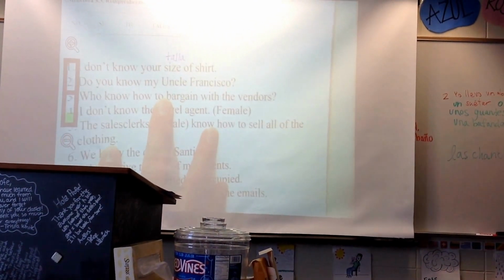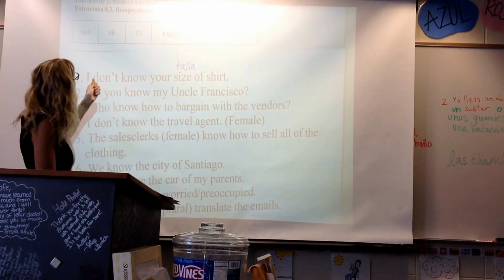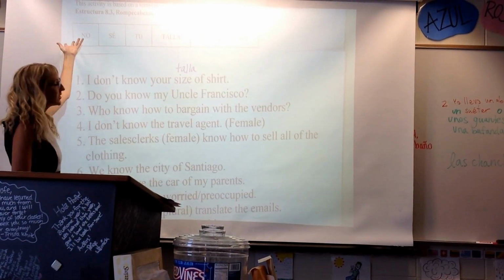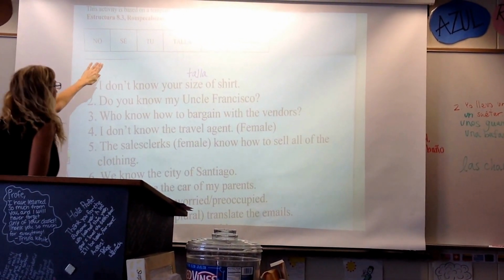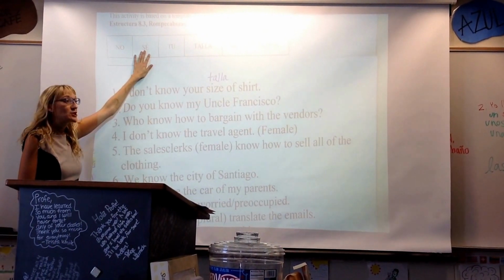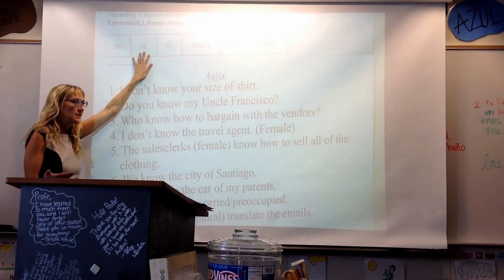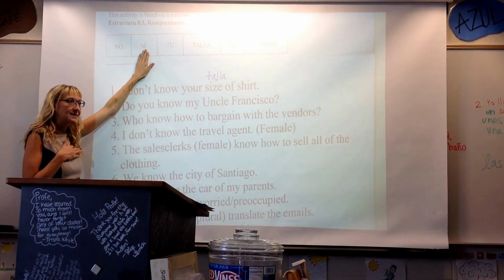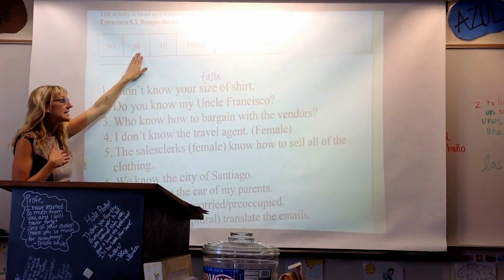Okay, I don't know your size of shirt. Yo could be your personal pronoun, okay? No sé. Everybody look at your sé. Does it have an accent over the E? Yeah. Okay. I don't know. Both of our verbs to know have irregular yo forms. Saber is yo sé with an accent, and what's conocer? Yo conozco. It ends in Z-C-O.